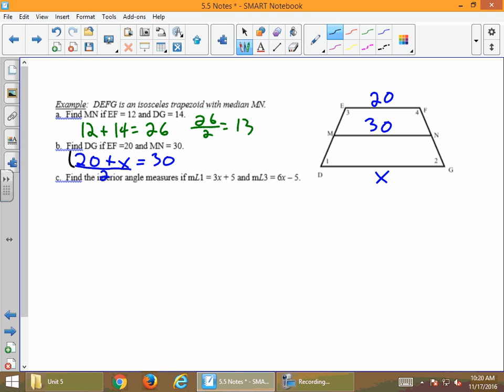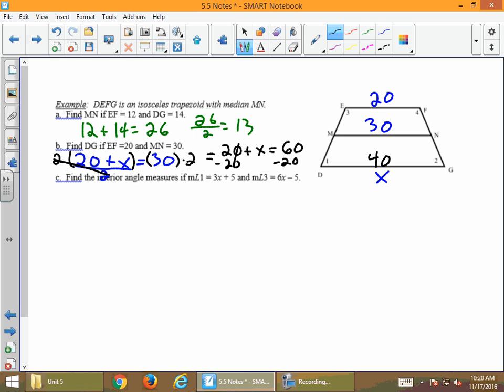Again, I don't have much room here to do it, but we can do it real quick. Multiply by 2, multiply by 2. When I do so, those cancel out. I'm now left with 20 plus X is equal to 60. And I have one last step. What do I do? Subtract 20. Minus 20, minus 20. So X equals 40.